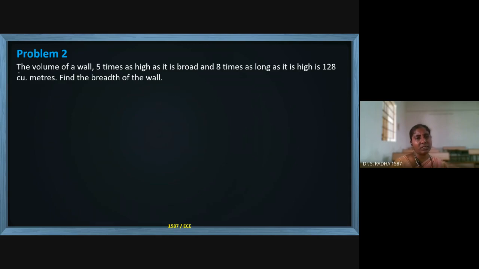Now, if you see the start of the sentence, the volume of a wall is given. At the ending of the sentence, they are giving 128 cubic meters. So I am writing volume equal to 128 meter cube. This is the given detail. So they start with the volume of a wall, and the value is given at the end of the sentence.